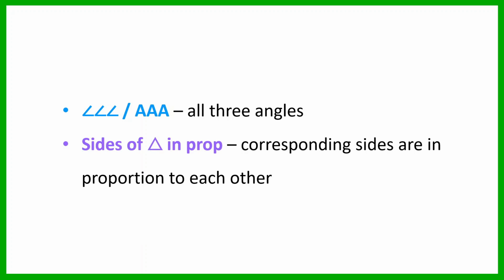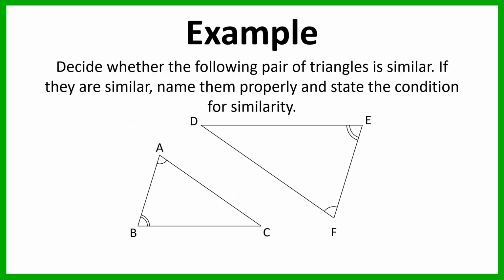Now we're going to go and practice identifying similar triangles. So in this example, we need to decide whether the following pair of triangles is similar. And if they are similar, we need to name them properly and state the condition for similarity.